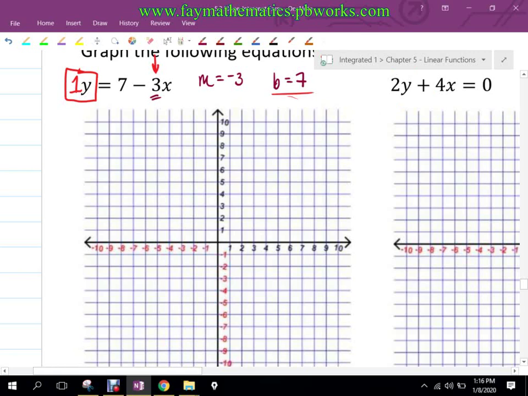Okay, so go up to 7. And then from there, where am I going to go? Down 3, so 1, 2, 3, and then right 1, and then down 3 more, right 1. Or could I have gone up 3, left 1? Okay. And obviously then connect them. So if I just connect them like that, I've just drawn a segment. Does that make sense?